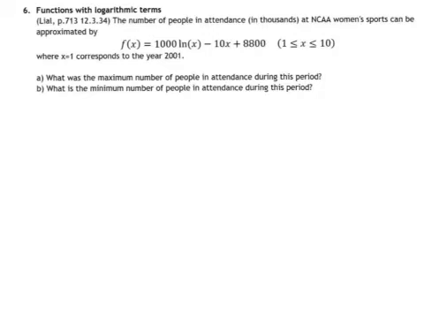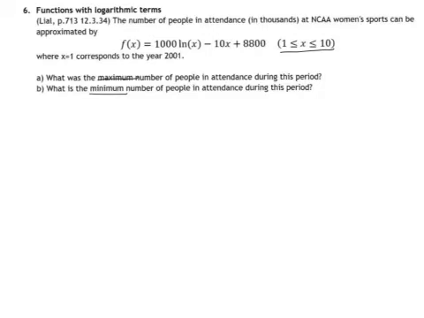Part A asks us to find the maximum number of people in attendance during this period, and we have the range of 1 to 10, so that's from 2001 to 2010. And B asks us what the minimum number of people in attendance during this period is. So we're looking again at maximum and minimum during a period, so we're looking at absolute max and min, and again to find the critical numbers we're going to have to take the derivative of this function.